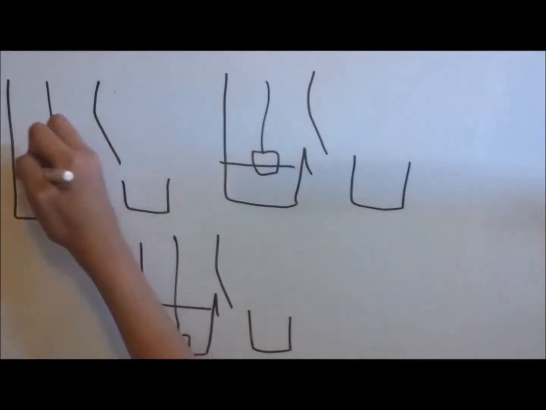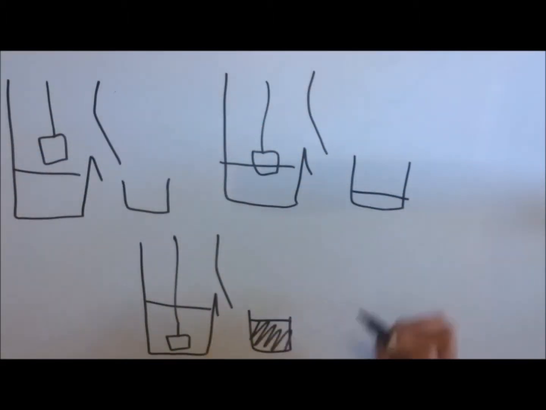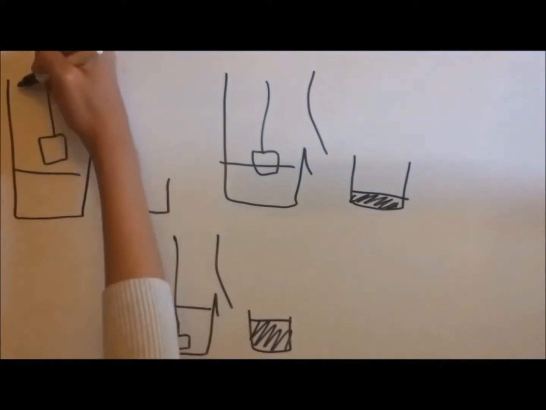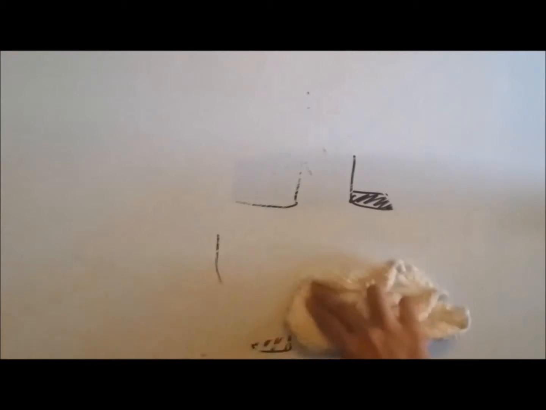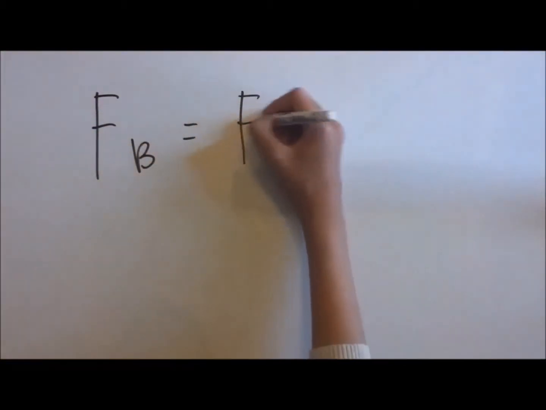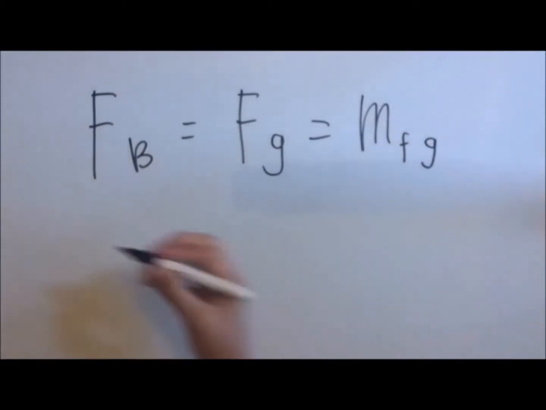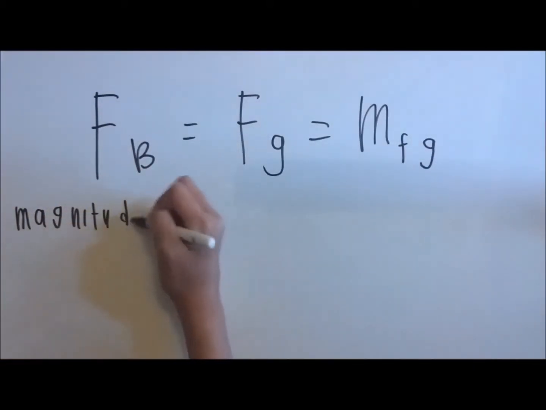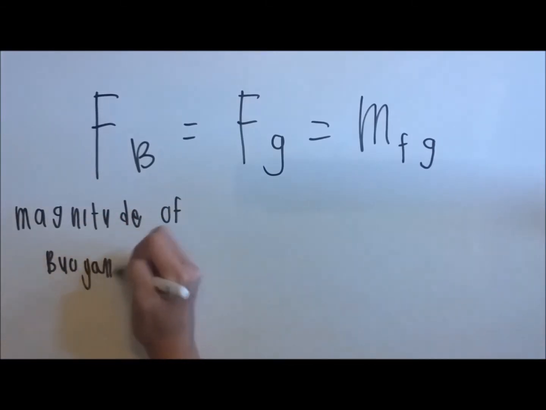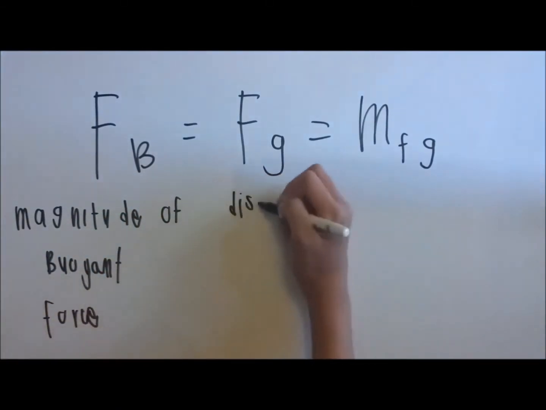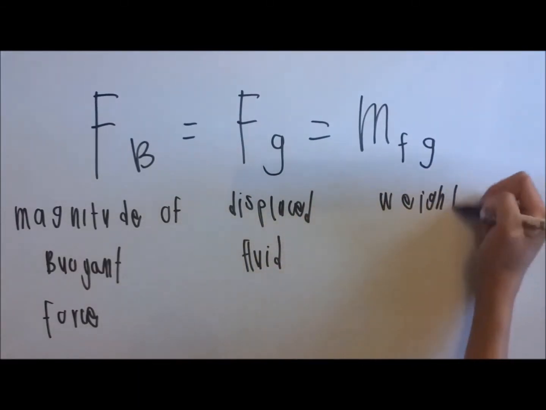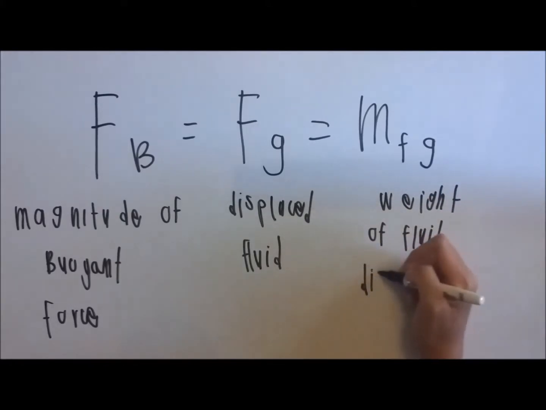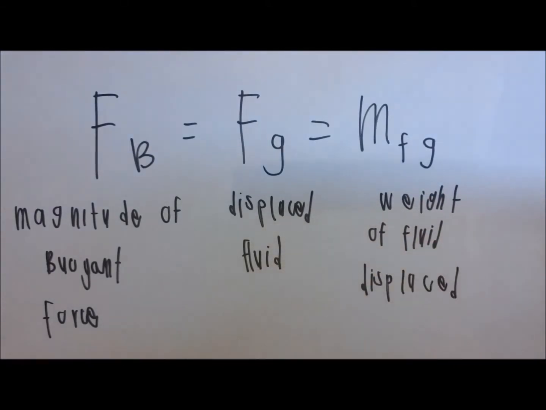Archimedes' principle states that any object completely or partially submerged in a fluid experiences an upward buoyant force equal in magnitude to the weight of the fluid displaced by the object. Therefore, Fb equals Fg equals mFg, where Fb is the magnitude of the buoyant force, Fg is the weight of the displaced fluid, and mFg is the weight of fluid displaced.